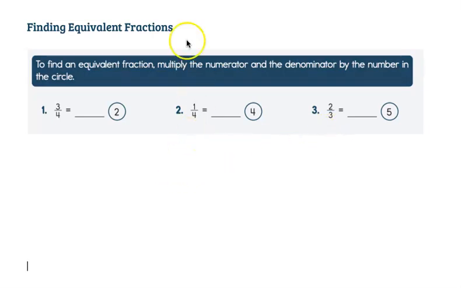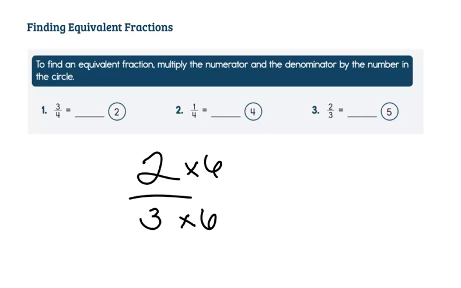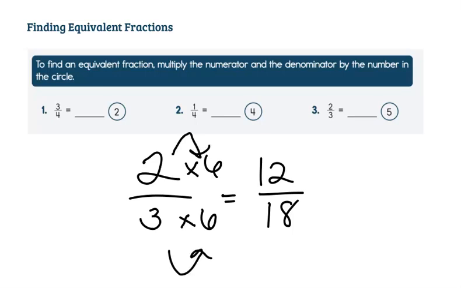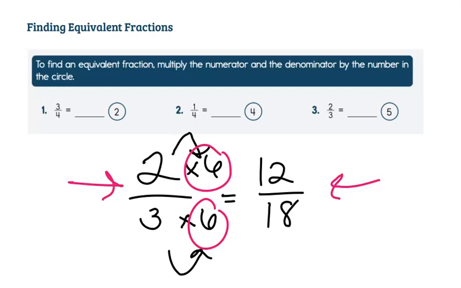Now, for example, I'm going to use 2 over 3 again, but this time I'm going to multiply the numerator and the denominator by 6. Okay, that will give me 12 over 18. Why? Because 2 times 6 is 12 and 3 times 6 is 18. This is an additional example of how to find an equivalent fraction. Once again, as long as you are multiplying or dividing your numerator and denominator by the same number, you will get an equivalent fraction. So 2 over 3 is equivalent to 12 over 18.